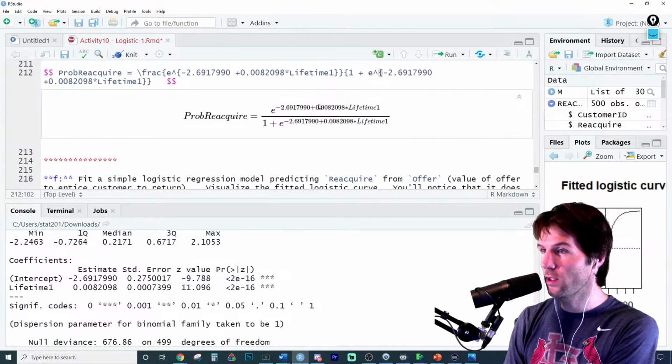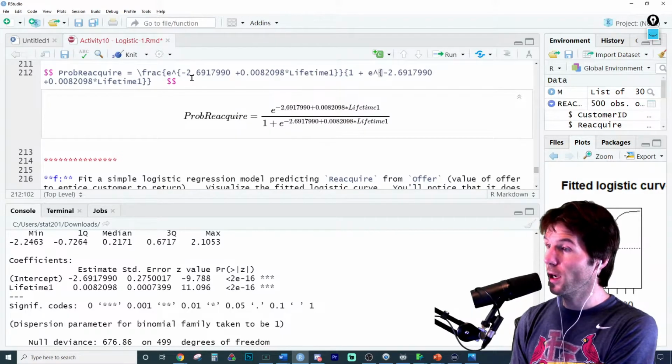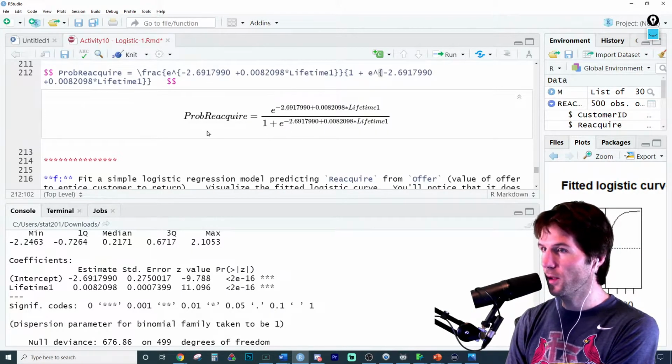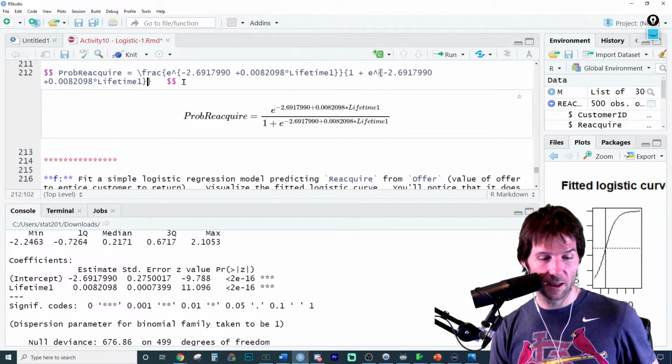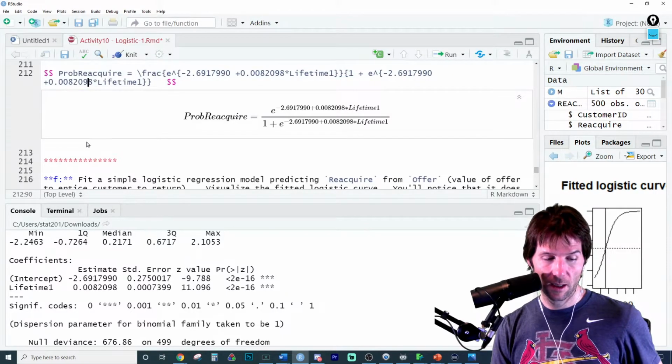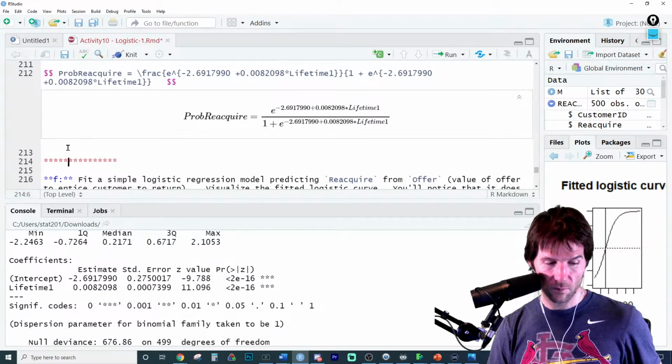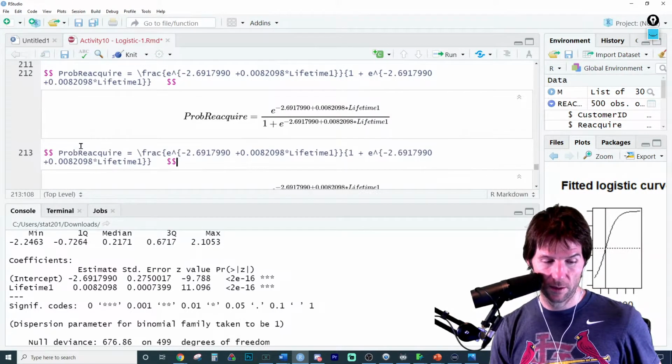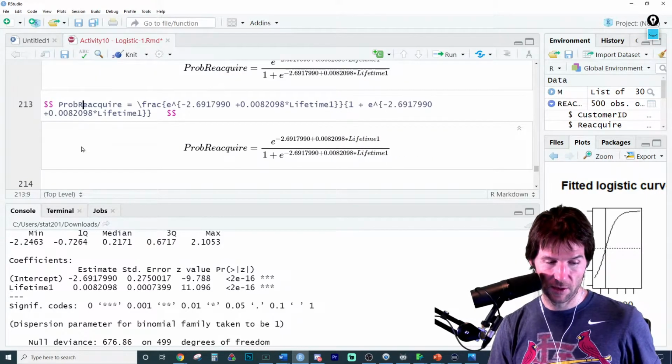So that's e raised to your equation over 1. That's still just the same equation. And here's what I like to do. Since this looks all complicated, the probability of being reacquired is e raised to your regression equation over 1 plus e raised to your regression equation. When I think of this and solve it in my head, I do the following. The regression equation solves out to x.